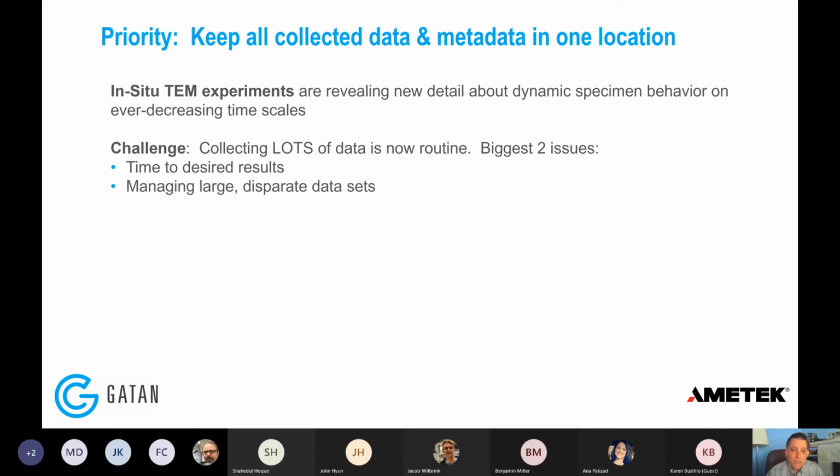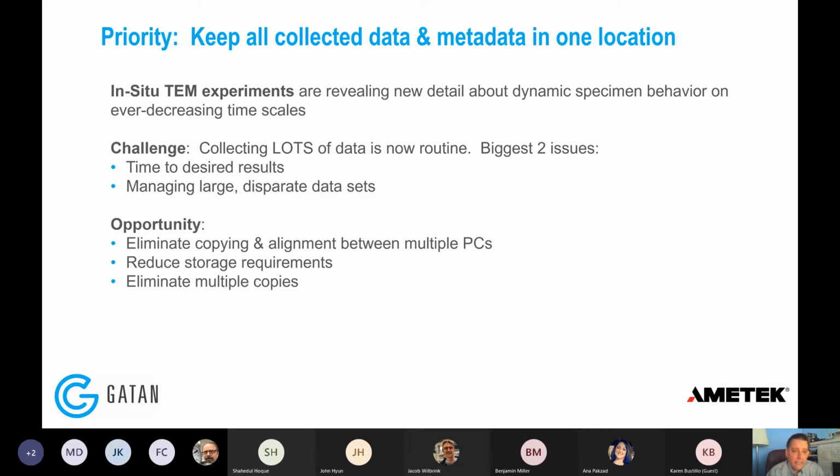The biggest two issues are how long it takes to get to the desired result, and we'll talk about that, that goes into the workflow. And the second is, how do you manage these large disparate data sets, often from different sources? I mentioned they have different sampling frequencies. So that's a challenge which doesn't really have anything to do with the science, but it's sort of overhead associated with conducting the experiment that you really want to minimize as much as possible, so you can get to the science, you can get to the result.